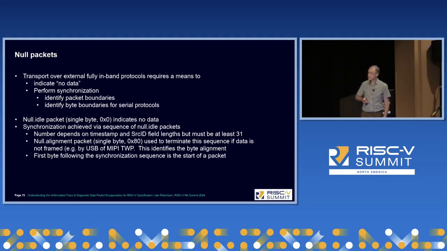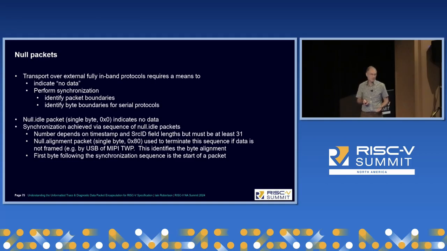And so the null packets can be used for that purpose. Within a normal trace packet, you can have up to 31 bytes of payload. Of course, that payload could all be zeros, right? Actually, I should say the null packet is usually what we call null.idle, which is a single byte with a value of 0. But obviously, you can have a 0 value in a payload of a normal packet. In fact, you could have up to 31.